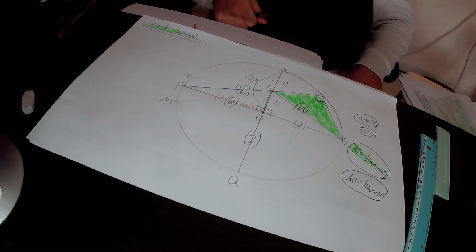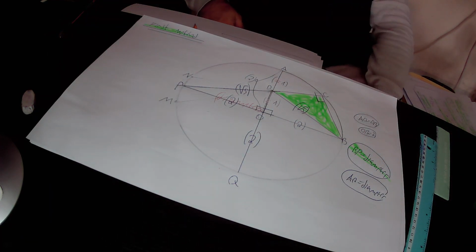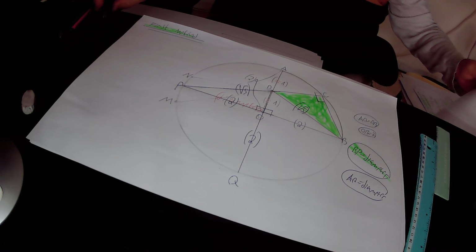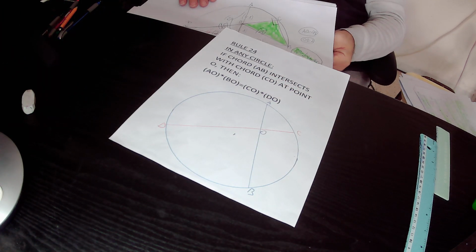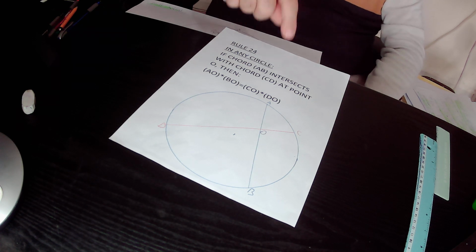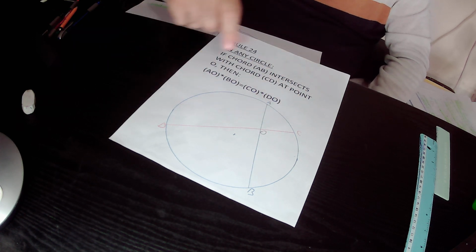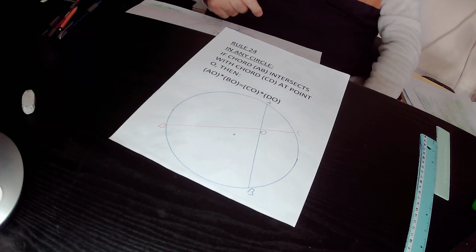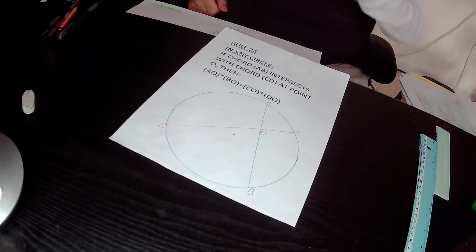In the next step, we will implement the intersecting chords theorem in our drawing. So let's quickly repeat it. The theorem is true in any circle: if chord AB intersects with chord CD at point O, then the following equation is true: AO times OB equals CO times OD. So it is true for any chords that intersect with each other inside the circle.